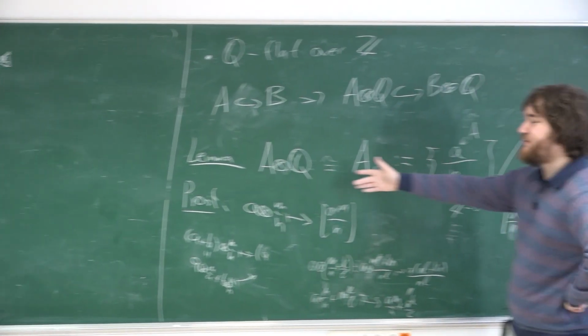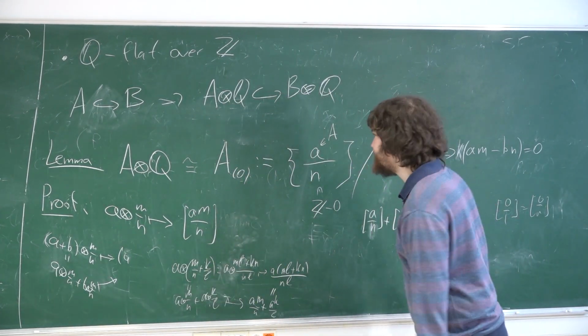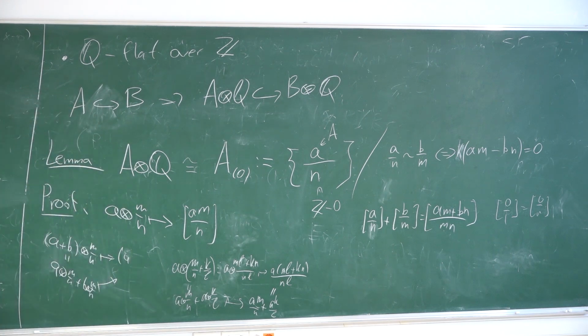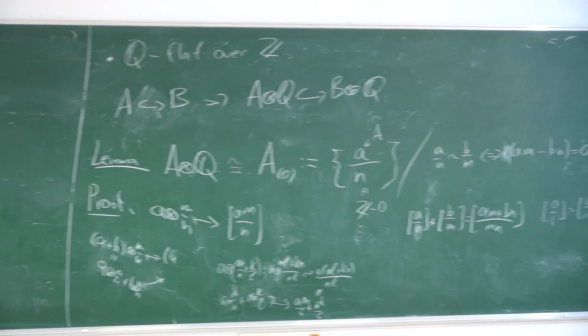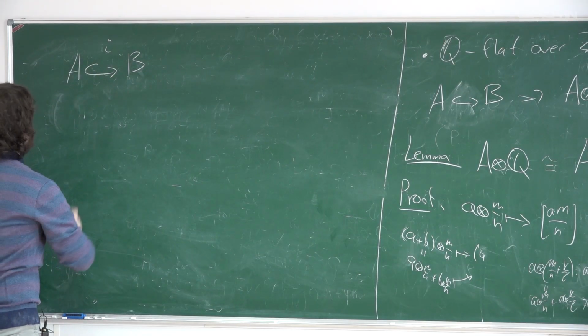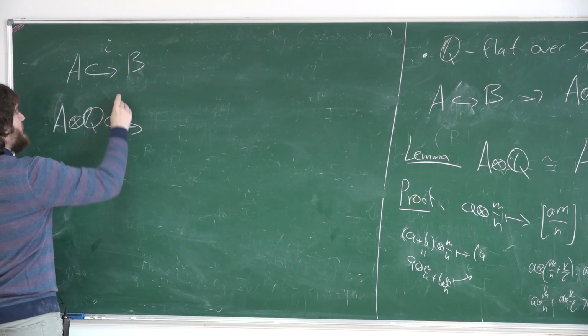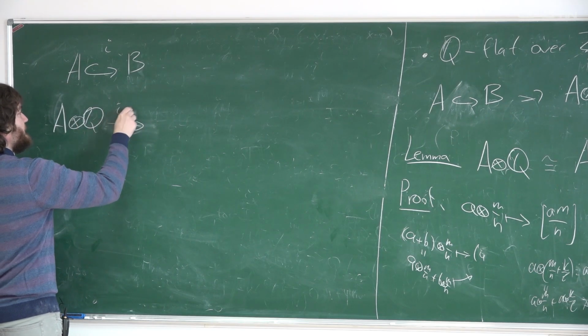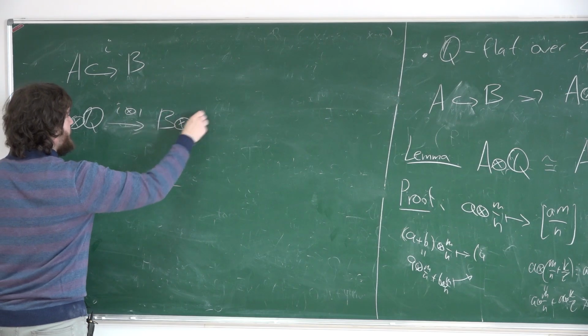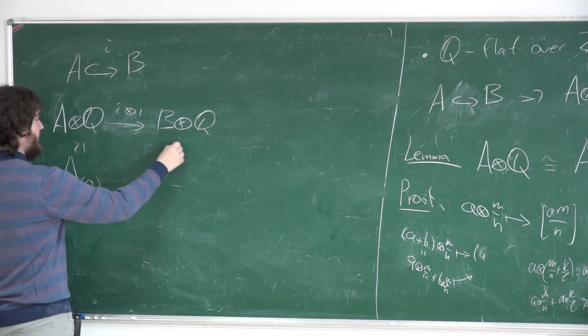Now it's a little bit more understandable description of the tensor product with Q. It's just fractions, modulo this relation. Now let's prove it. In this description, it's more or less obvious that if I have an inclusion of groups I, then I consider this tensor product. It's isomorphic to localization, fractions.